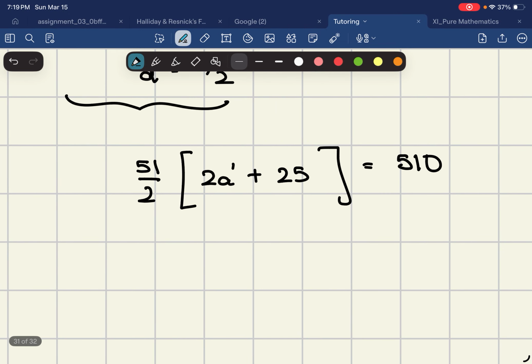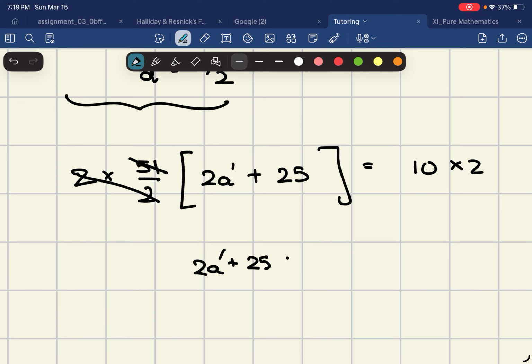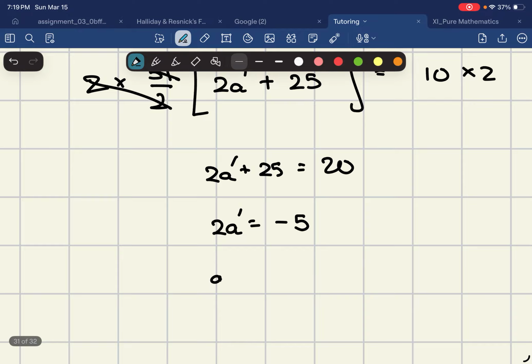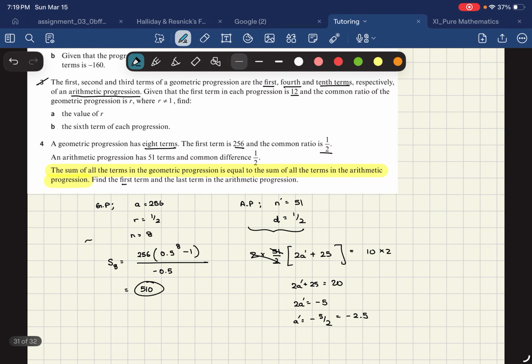Now we can solve this equation. If I divide by 51 on both sides, I get 10 on my right-hand side. And I can multiply by 2 so that the 2's cancel out. So I know that 2a dash plus 25 is equal to 20. So 2a dash is equal to negative 5, if I'm subtracting 25 on both sides from 20. So a dash is equal to negative 5 over 2, and that is negative 2.5. So that is the first term of the arithmetic progression.